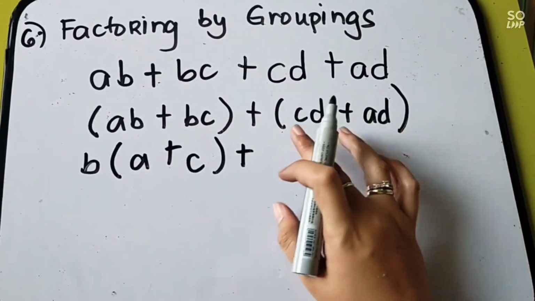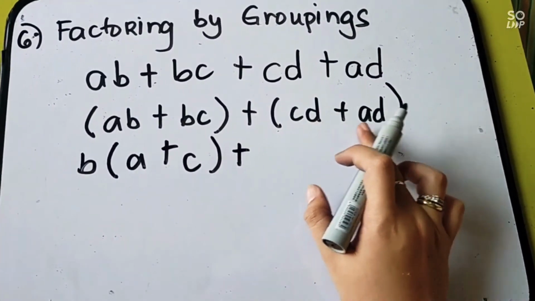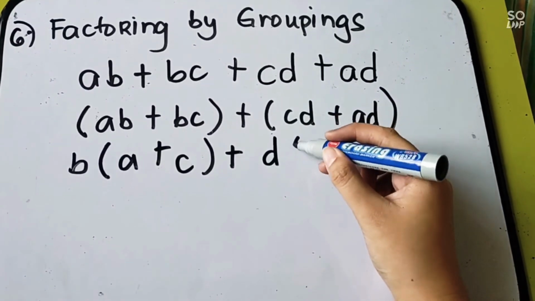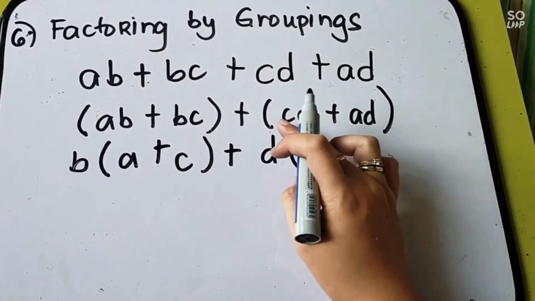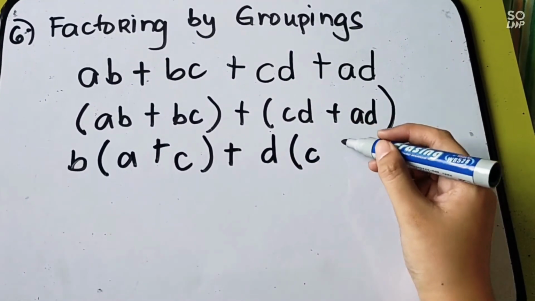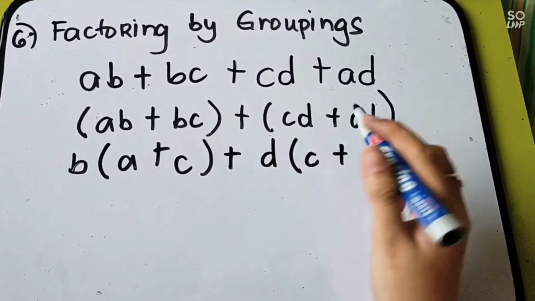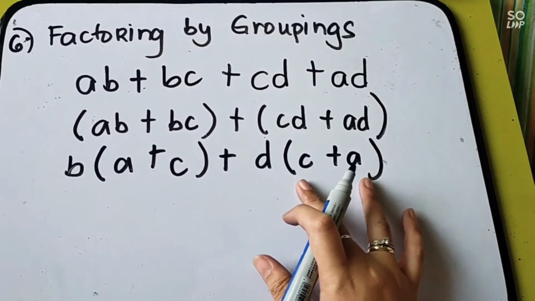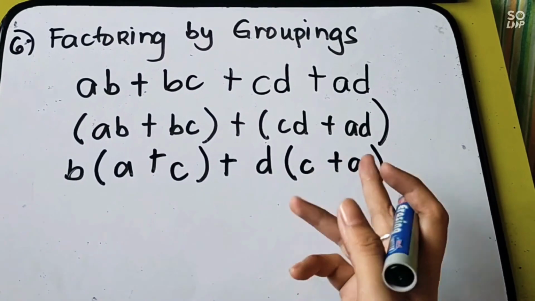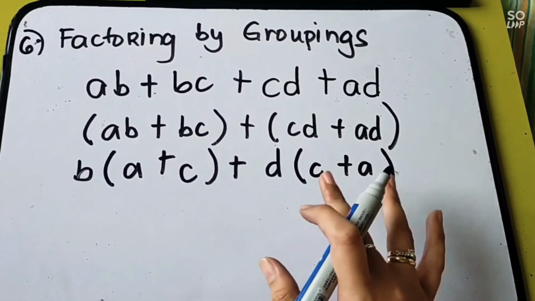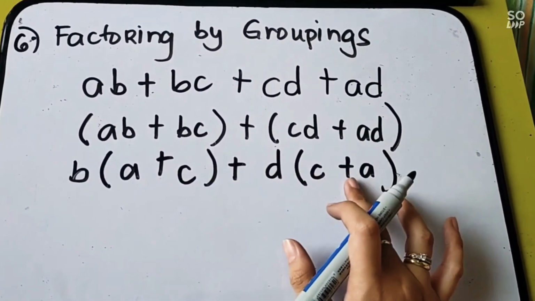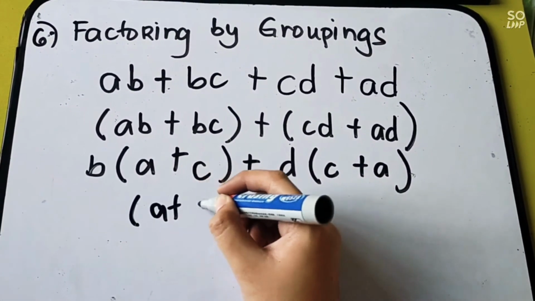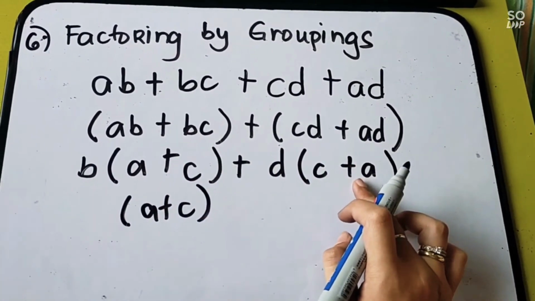Next, plus. Common with CD and AD. Common here is D. Right here, D. So, we have here, divide. CD divided by D, the answer is C. Plus AD divided by D, the answer is A. As you can see, we have here A plus C and C plus A. They are just the same. Pag binaliktad mo, diba? They are just the same. So, ang common ulit sa kanila is A plus C. So, the factor here is A plus C. Common to. Then, divide mo ulit.